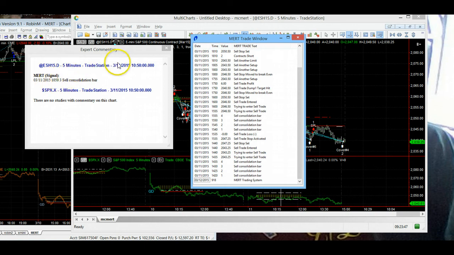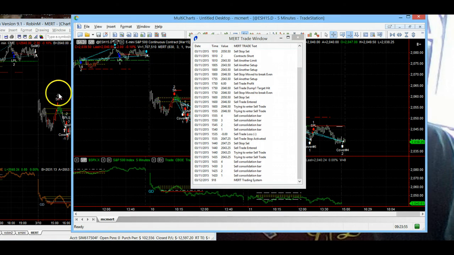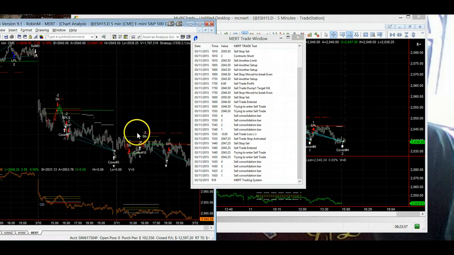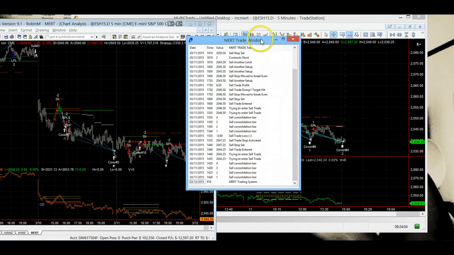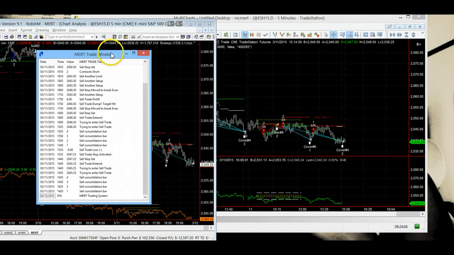That's another issue with multi-charts. You have to have it set to central time. Now this does actually work with TradeStation. The same feature is there. You can actually press on a bar and look at the expert commentary in TradeStation, but I don't see why anybody would want to do that, because you've got this nice window here.